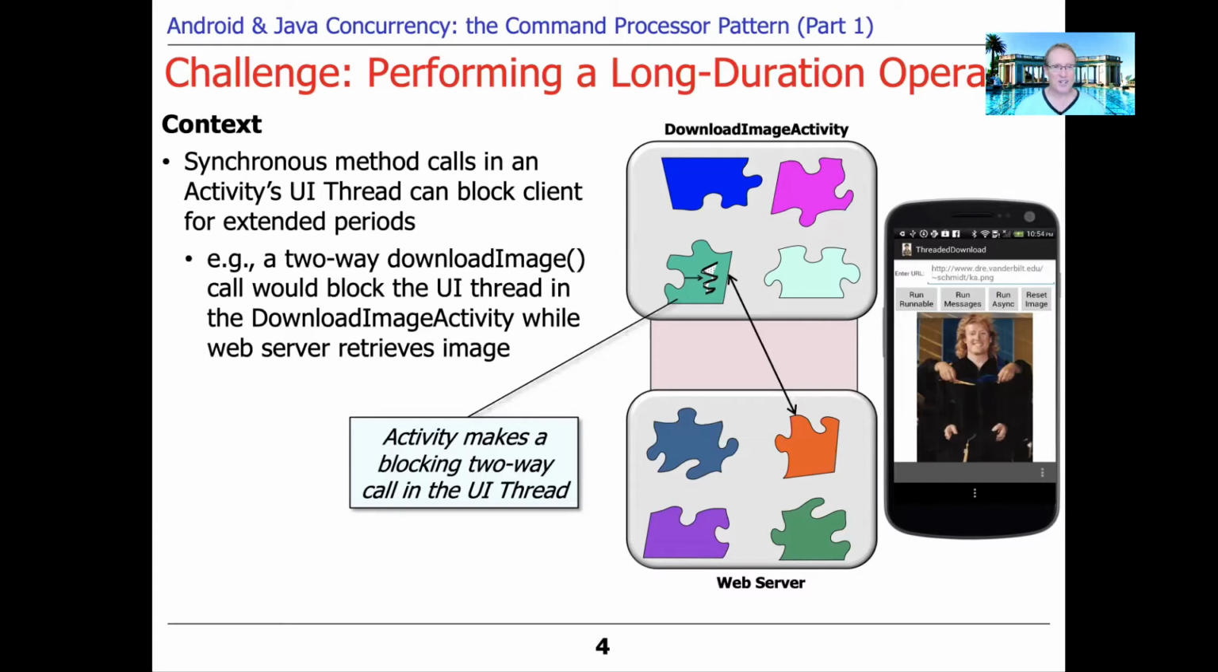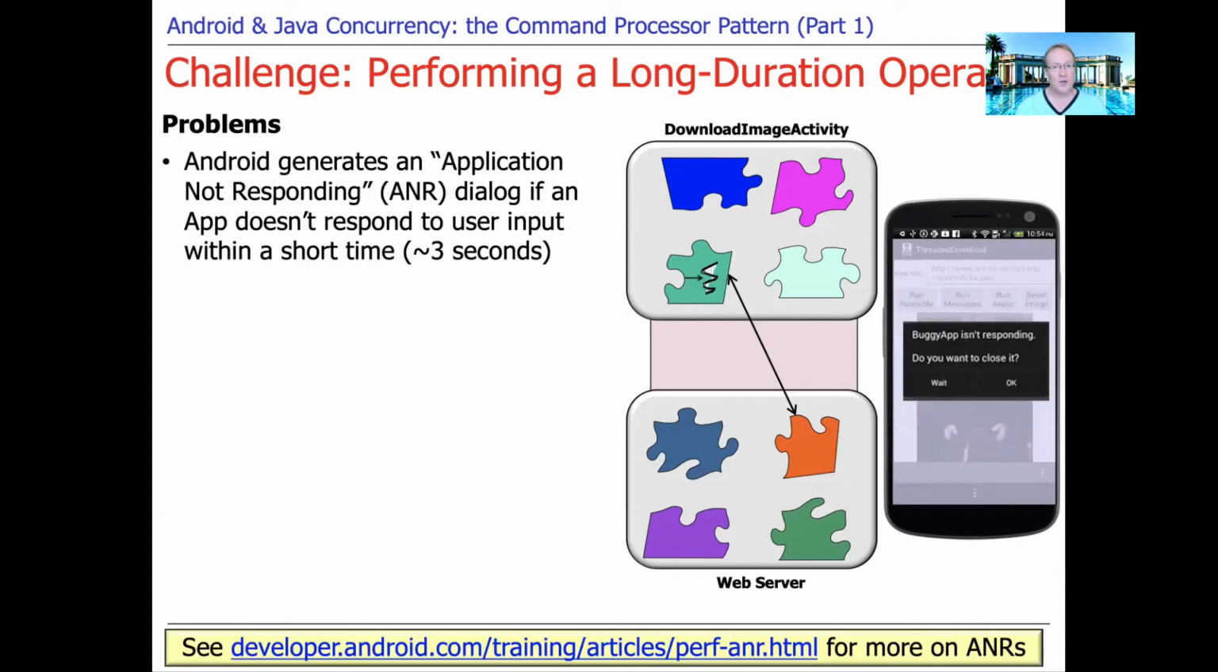For example, and we'll take a look at these types of examples later, if you want to do a two-way image download and you did it from the UI thread, the user interface thread on Android, that would block the user interface thread while the web server retrieves and transfers the image back down to the calling client on the device. As you can imagine, this turns out to be a big problem in user interfaces in general, and specifically in the context of Android. That's because Android will generate an application not responding, or ANR, dialog if an app doesn't respond to user input within a short period of time, typically around 3 seconds or so.